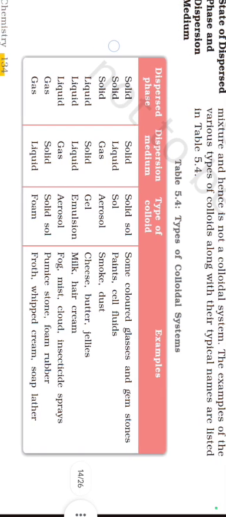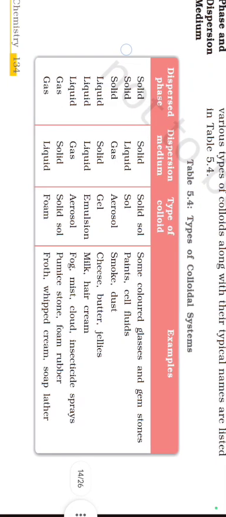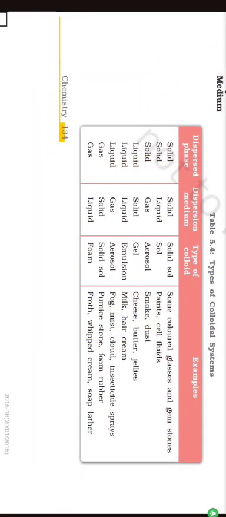The examples of the various types of colloids along with their typical names are listed in Table 5.4. Table 5.4, types of colloidal systems. Dispersed phase, solid. Dispersion medium, solid. Type of colloid, solid sol. Example, some colored glasses and gemstones. Second, dispersed phase solid, dispersion medium liquid, type of colloid sol, example paints, cell fluids. Third, dispersed phase solid, dispersion medium gas, type of colloid aerosol, example smoke, dust.